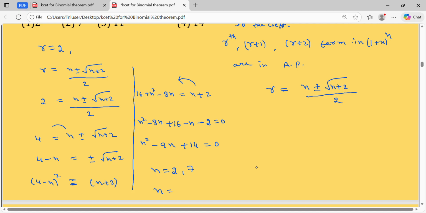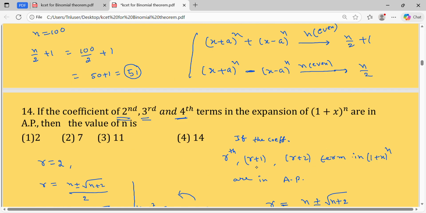If you take n equal to 2, it does not satisfy this problem. Why? Because see here, how many terms are there? Second term, third term, fourth term are in AP. If n equal to 2, how many terms are in that expansion? Only 3 terms. The fourth term is not possible. That's why n equal to 7 is the correct answer.